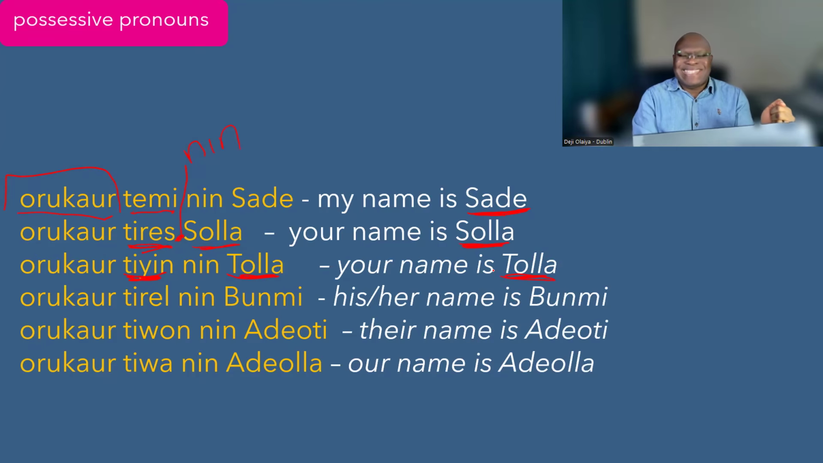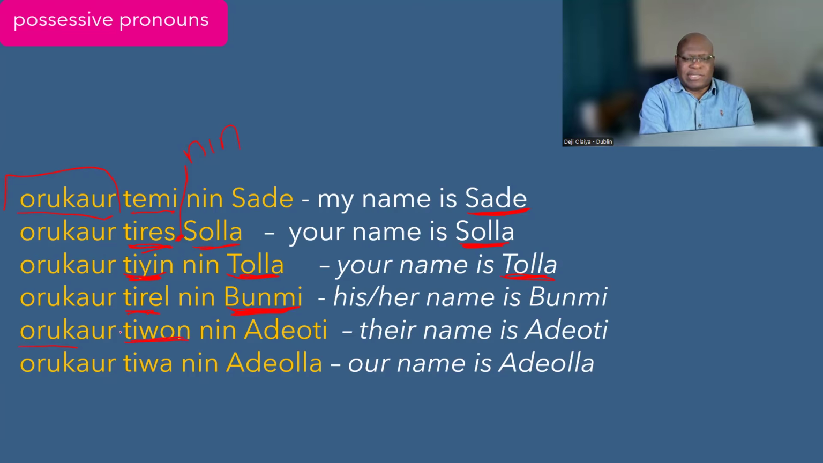Then orúkọ tiẹ̀. Orúkọ tiẹ̀ is his or her name. Orúkọ tiẹ̀ ni Bùnmi. Bùnmi is another name that could be for men or women. It's both sexes, okay?